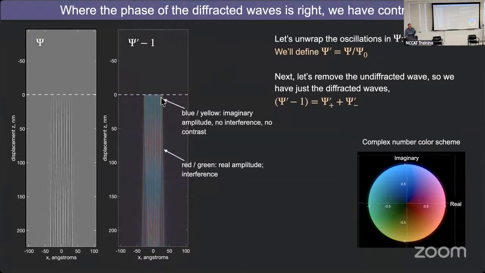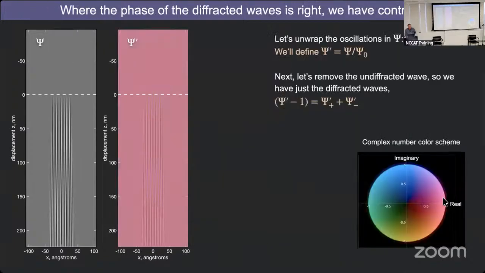Here, right next to the specimen, the colors are blue and yellow. This is completely imaginary amplitude, and there's no interference and no contrast. Why is there no contrast? Well, we were sitting here with the incident wave, which I say is amplitude 1, and then we're doing some perturbation in the imaginary direction. So imagine we just move this up and down slightly. That's not going to change the magnitude much at all.